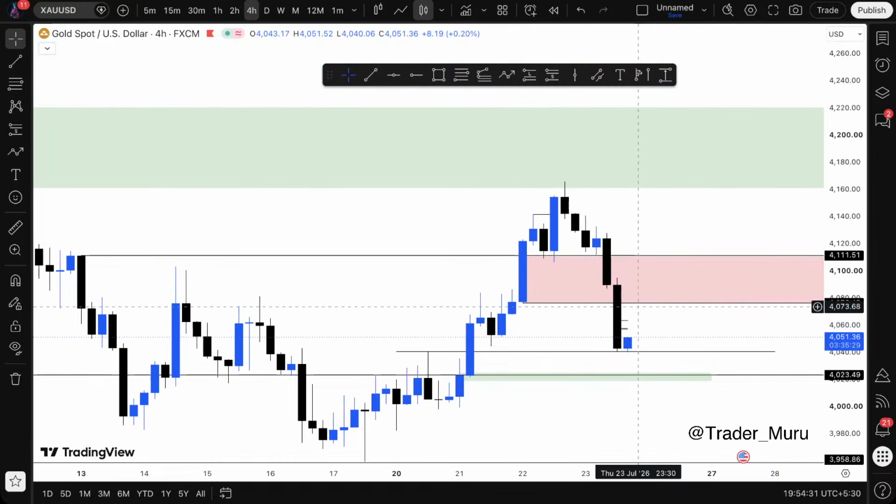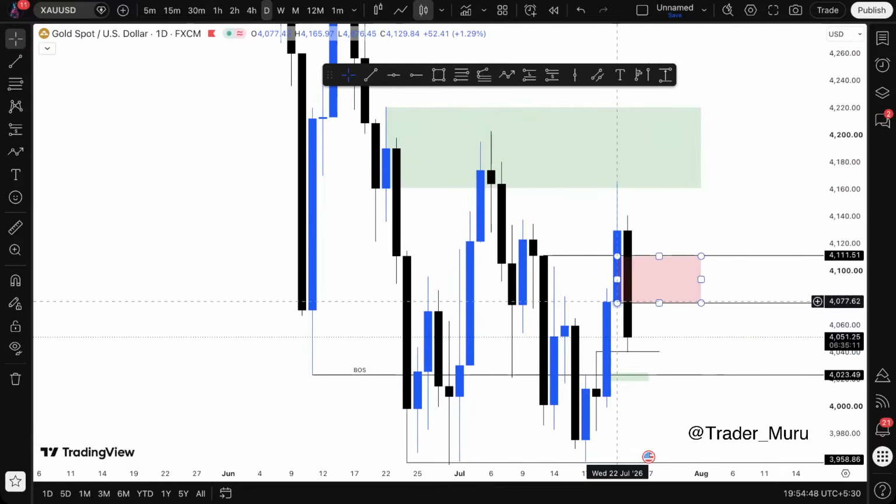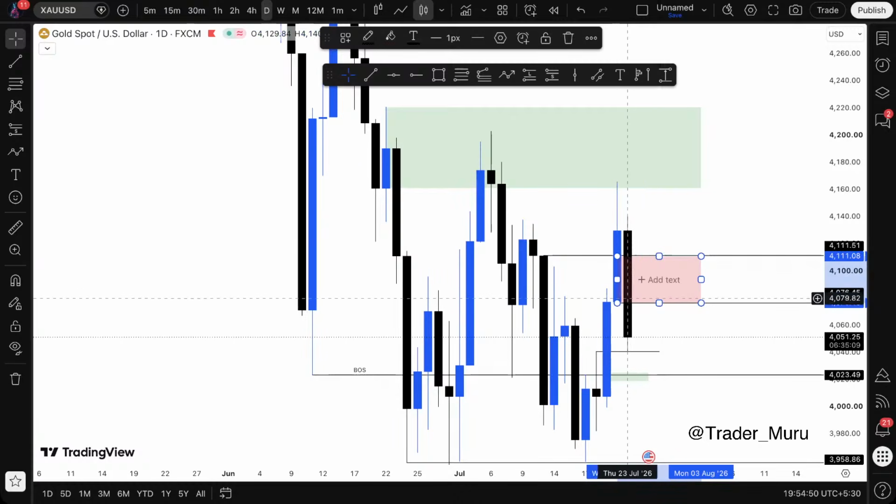Some people will say this is also FVG, but this is not FVG. This candle has not closed. FVG will form after the candle closing. Okay. And this area is much better because this will be our daily low after closing.